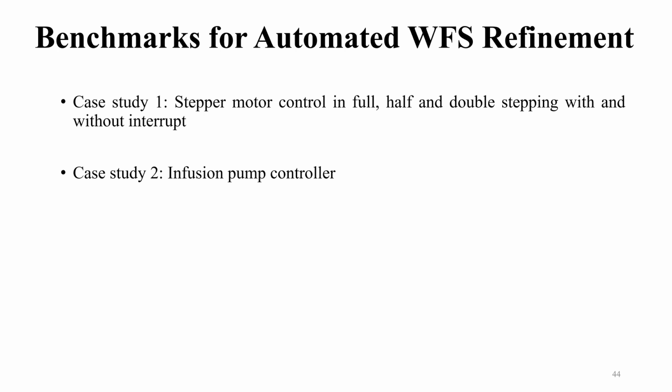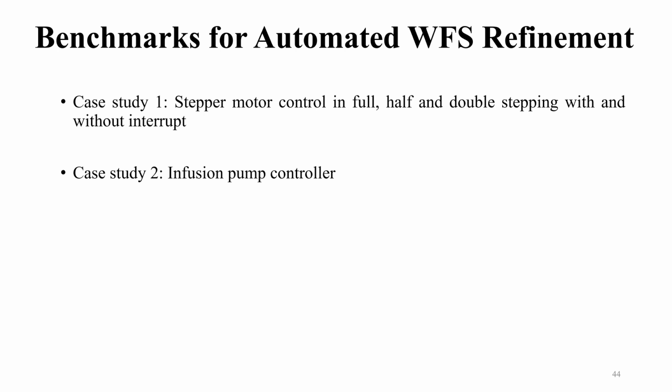For this paper, we have considered two different case studies. The first one is the stepper motor. We've used three kinds of controls for the stepper motor: full stepping, half stepping, and double stepping. We also divided these controls into interrupt driven object code and non-interrupt driven object code. For the interrupt driven object code, we have used the RIT timer, which is the repetitive interrupt timer, which keeps track of the time delay and generates an interrupt when the delay is reached. The motor is updated to change its states at this time.